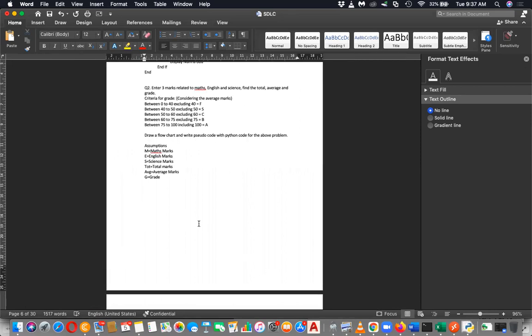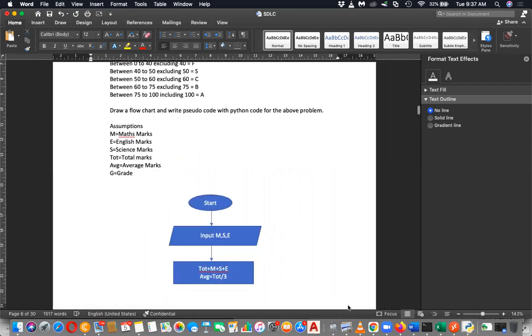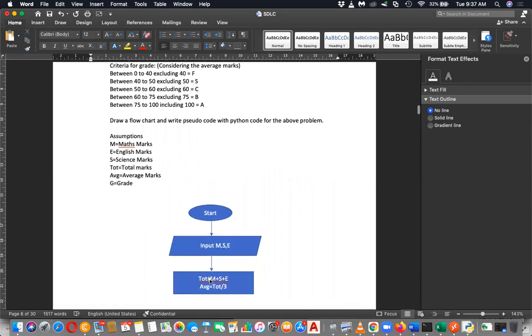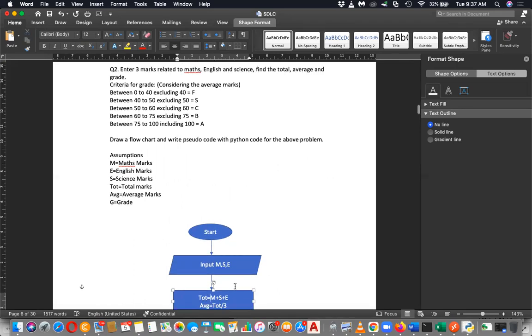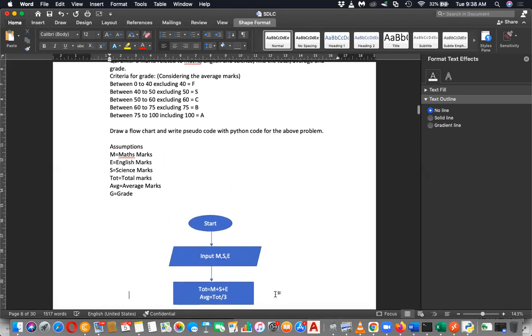You start with this part because we have to calculate the average of all three marks, and then only we have to categorize. That's what I did here. Total equals all 3 marks, and average equals total divided by 3, the average of all 3 marks. Okay, now we can continue. I think it's clear now.